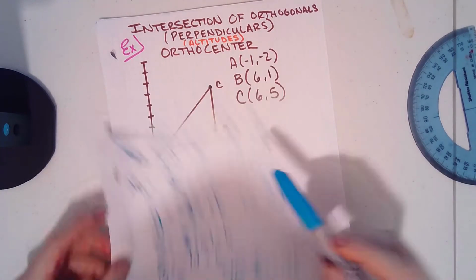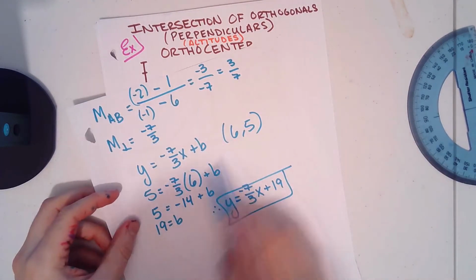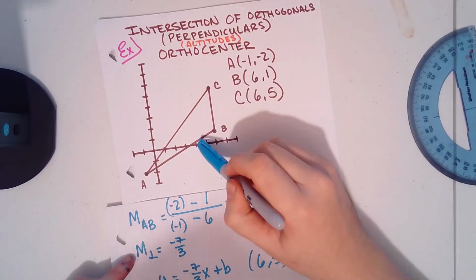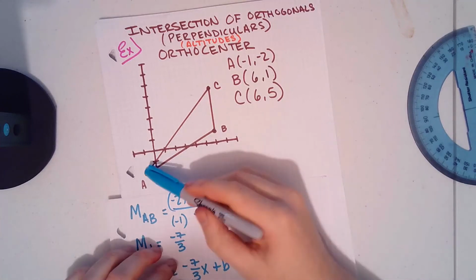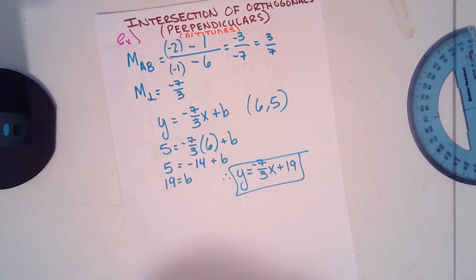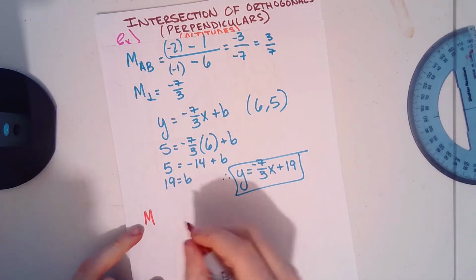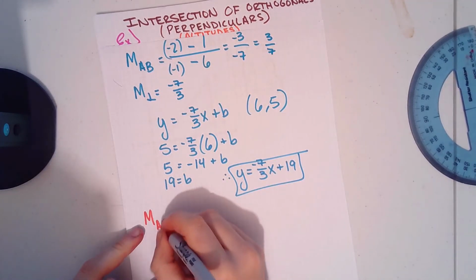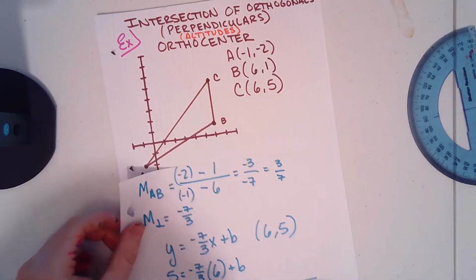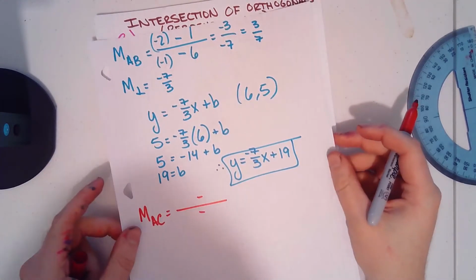So we found the slope of AB, we flipped it and negated it to find the perpendicular slope, and then we plugged in C into this equation to find the equation of the line that goes through C and hits this segment at a 90-degree angle. We're going to do the same thing, but for AC this time. So instead of finding the slope of AB, we'll find the slope of AC, which is the y's minus each other and the x's minus each other, the slope formula.